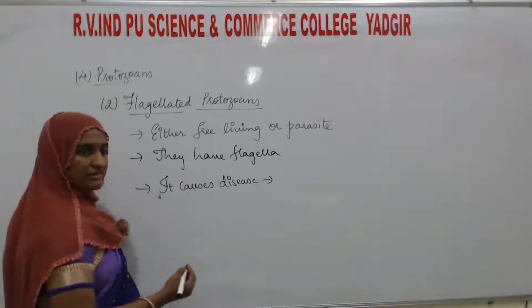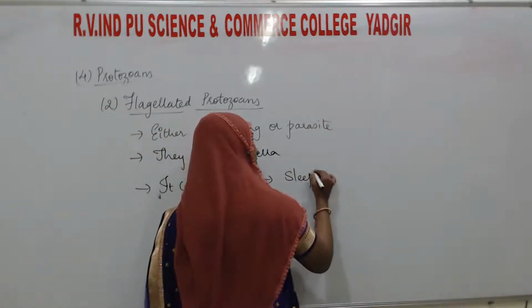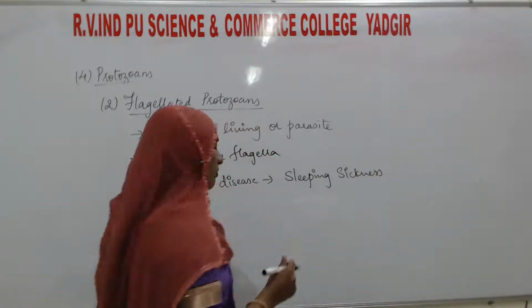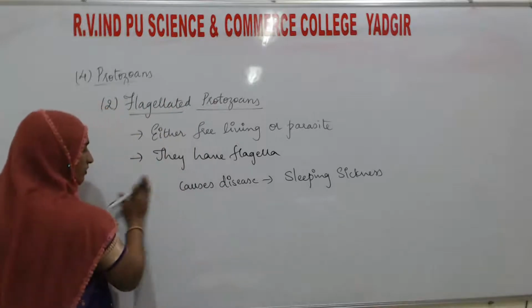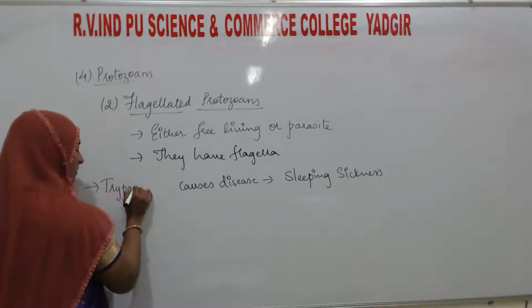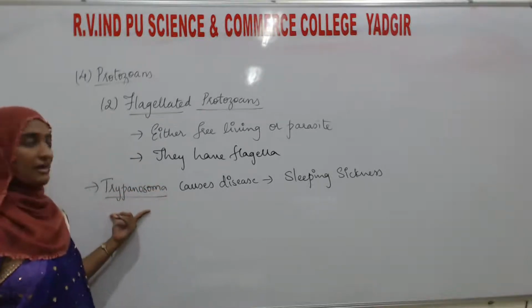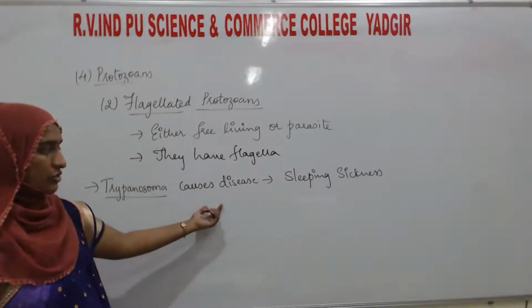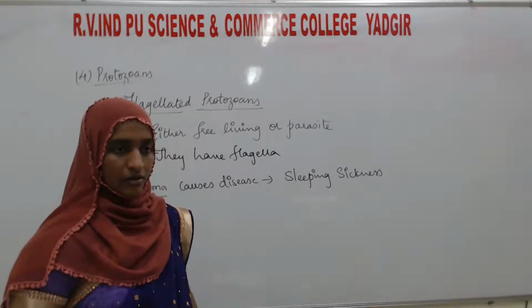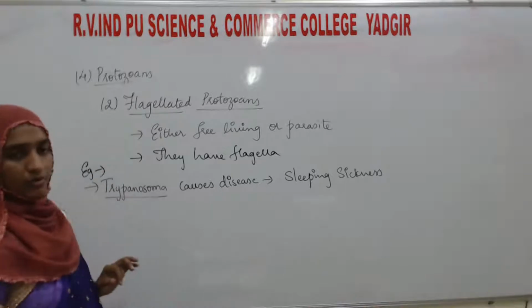What is the name of that disease? It is sleeping sickness, which is caused by the protozoa. Here I will write the name of the protozoa, that is Trypanosoma. Trypanosoma is an example of flagellated protozoa which causes the disease, the sleeping sickness. So this we can consider as the example of flagellated protozoan.